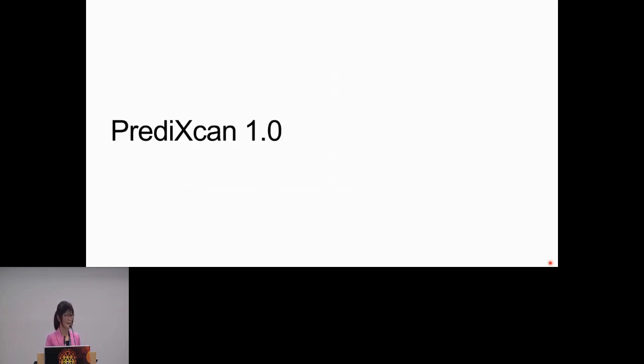So back in the day, like 10 years ago, in order to try to address this problem, I proposed a method that I called PredictScan, which is now called transcriptome-wide association studies. I'm calling it PredictScan 1.0, so you see where I am going with this, right? But I will give you an introduction.